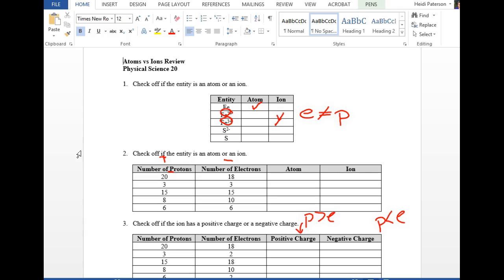The modern periodic table is arranged by atomic number. The atomic number of a substance never changes. If it does, it's not that substance anymore. If I have an atom of carbon and I force it to take on one more proton, it is now nitrogen. You have to compare the number of protons and the number of electrons. And that will tell you if it is an atom or if it is an ion.